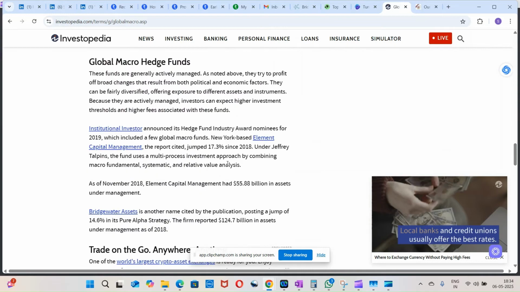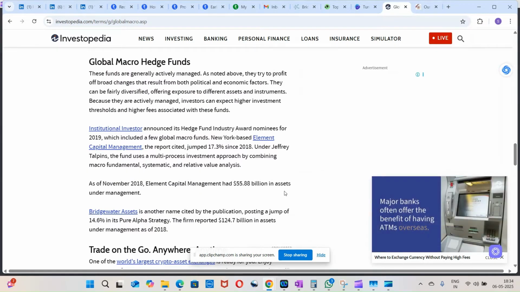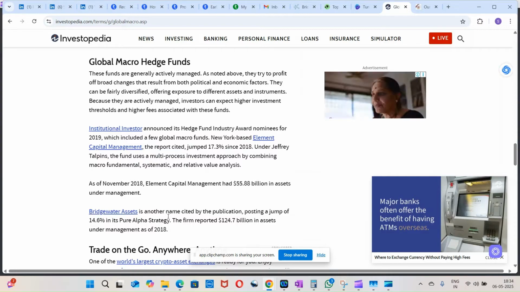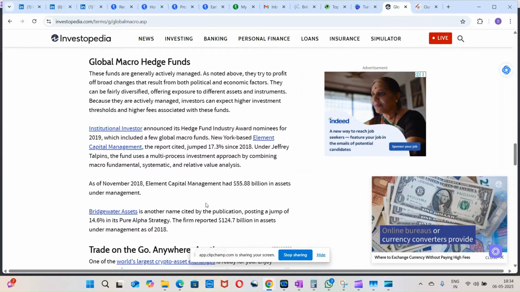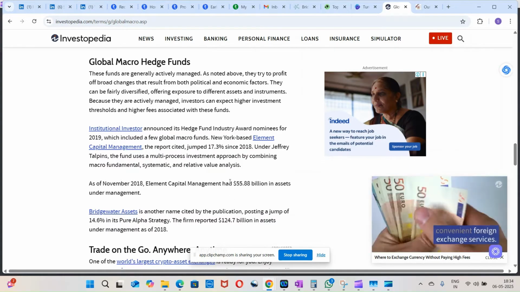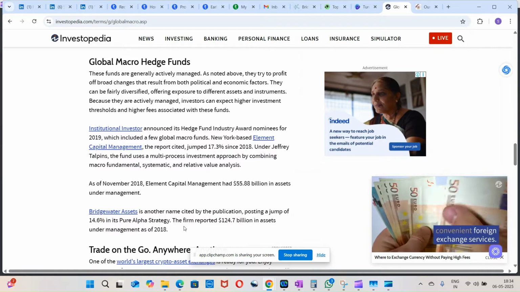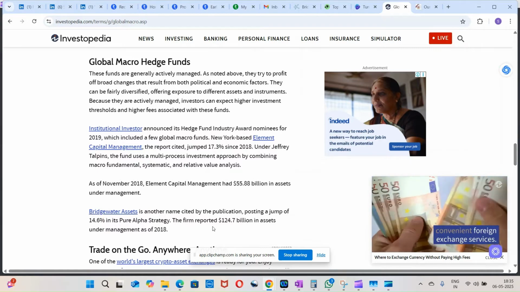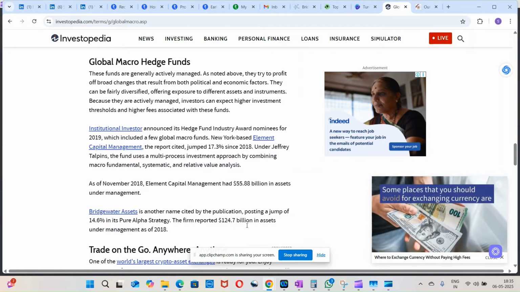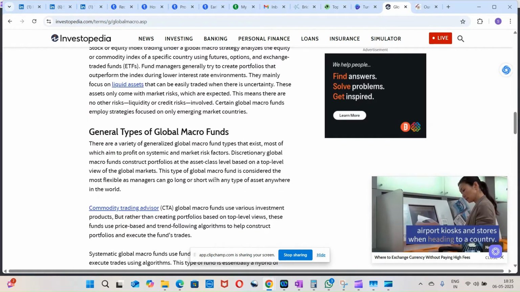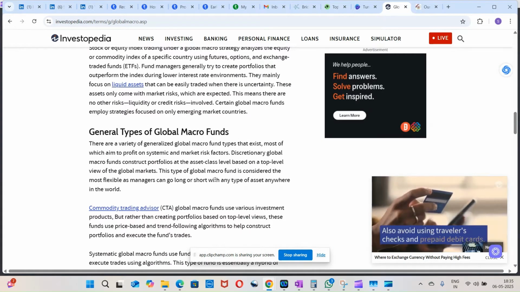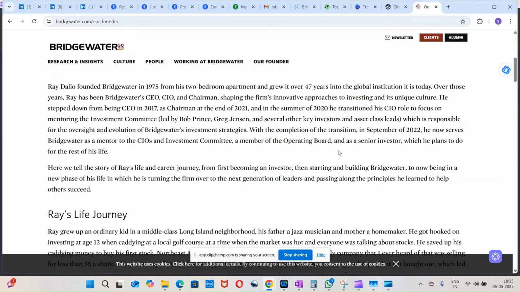The main big company in the global macro hedge fund space is Bridgewater Associates, and that's what we are going to discuss today. Bridgewater Associates is a very famous company in the global macro hedge fund industry, and it had 124.7 billion in assets as of 2018. So let's go into what Bridgewater is as a company.